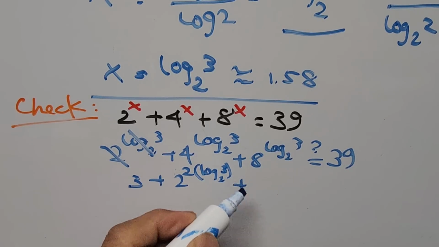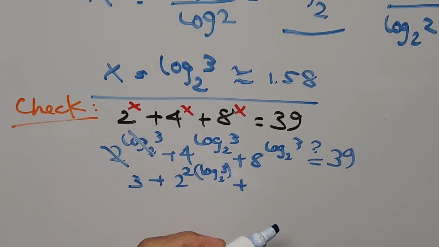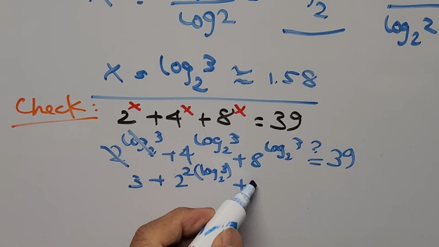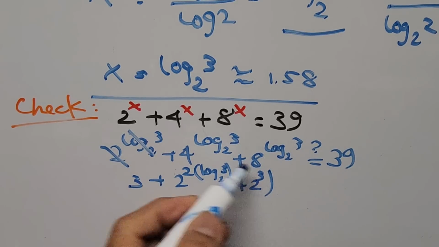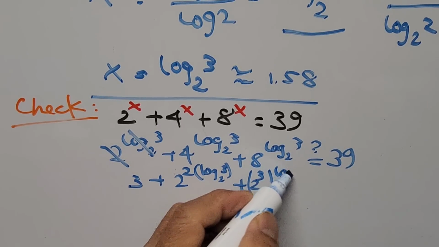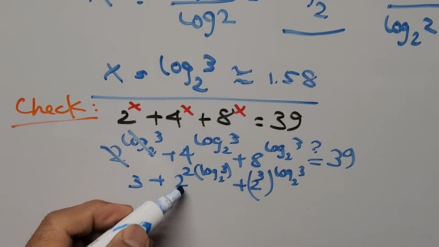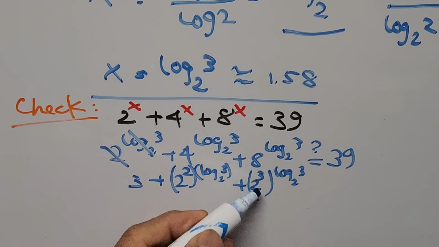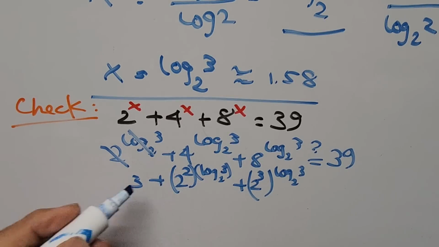It's the same way with 8. So transforming it into base 2, this is 2 cubed, right? 2 to the power of 3 to the power of log base 2 of 3. This is written the same way, 2 to the power of 2, like this. Or written the same way like this. But hey, that's the same thing.